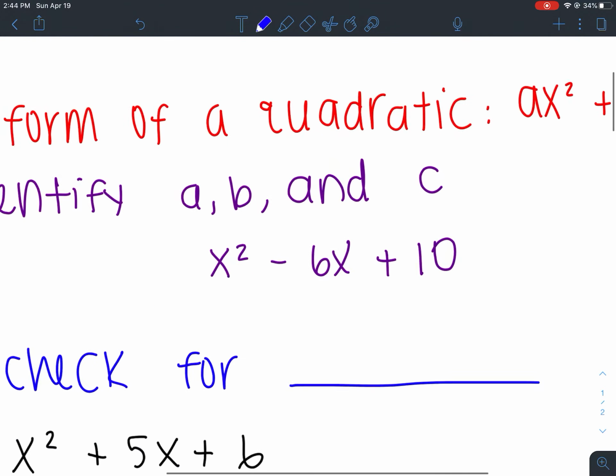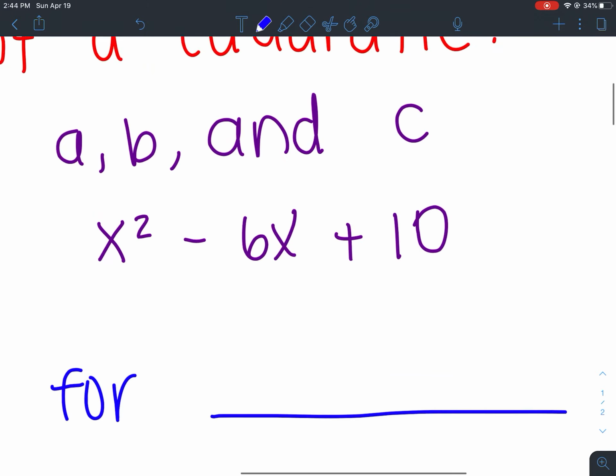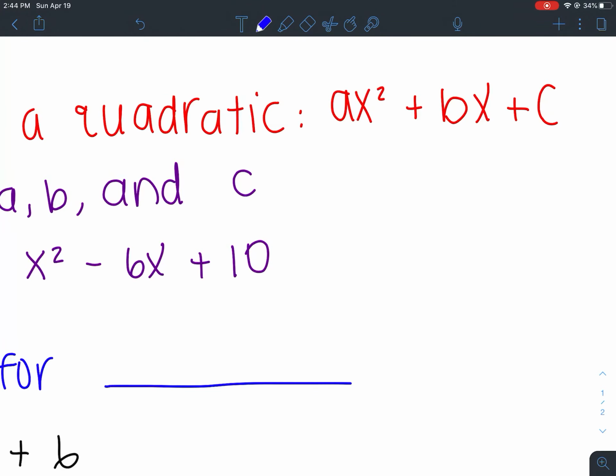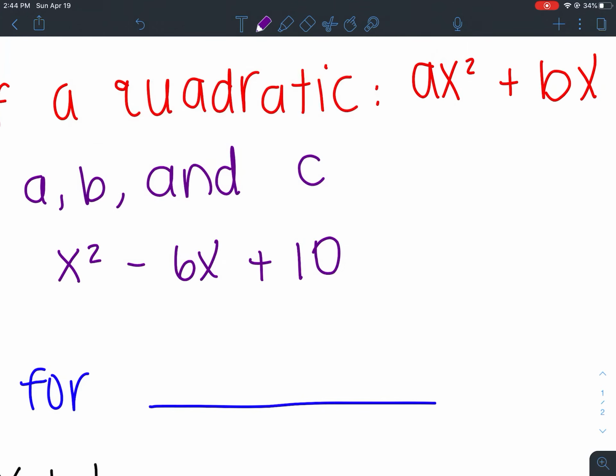So for example, let's go ahead and identify our a, b, and c here for this quadratic: x squared minus 6x plus 10. Notice that the a is always attached to the x squared. So here, my a would be 1. Now remember, a, b, and c are numbers, so a is not x squared. The number in front of the x squared is a 1. They don't write it, but a is going to be 1 here. My b variable is going to be negative 6, and my c is positive 10.